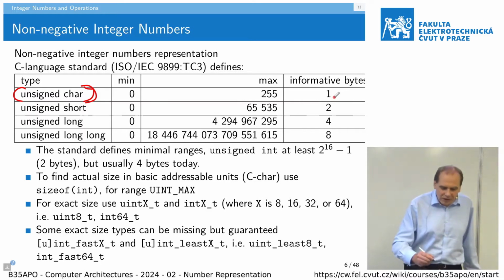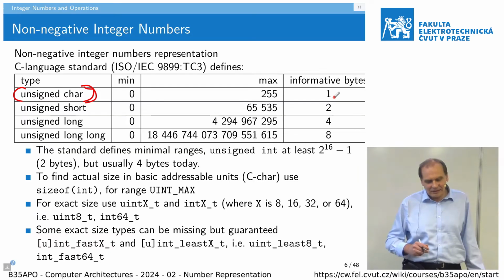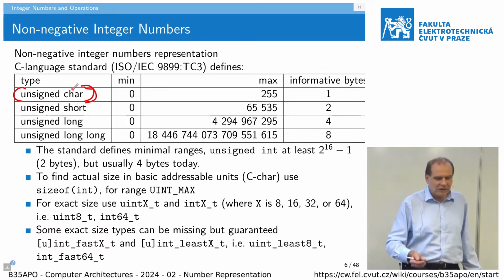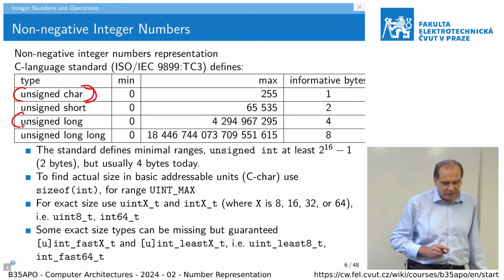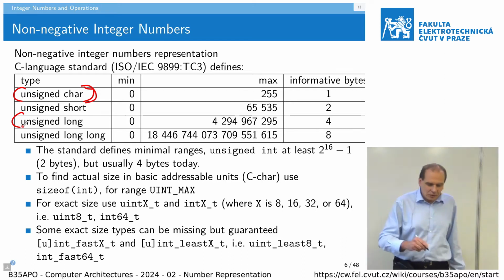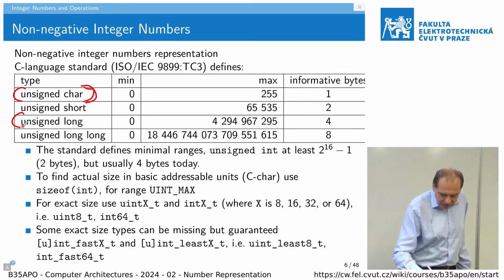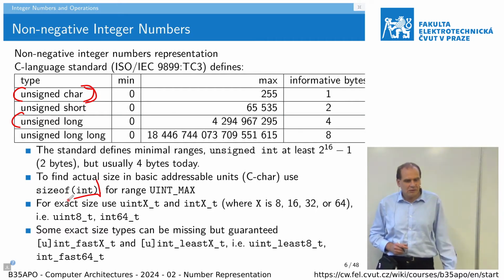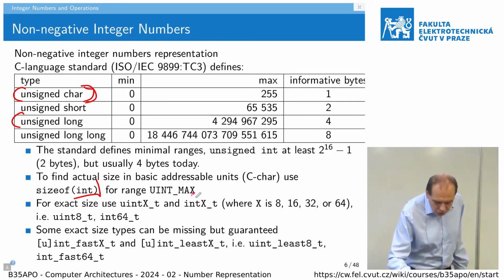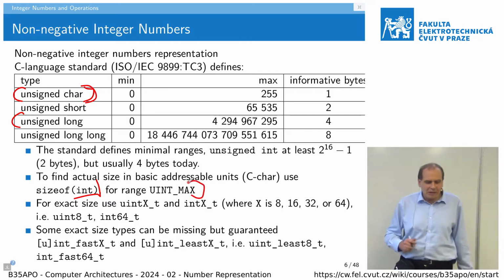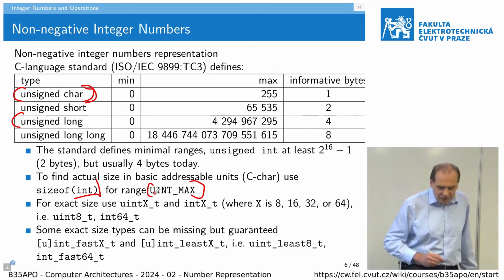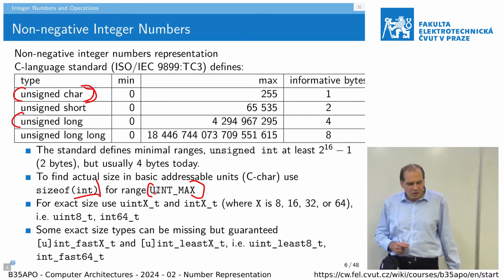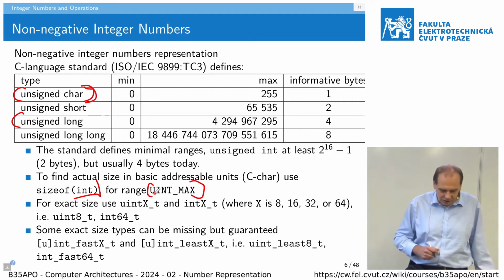So if you want to find the exact number of addressable units which are used for a given type, then you can use the sizeof operator in C. And if you want to know the actual arithmetic maximum value which you can store in unsigned integer, then there is a defined macro UINT_MAX in the limits.h header file.